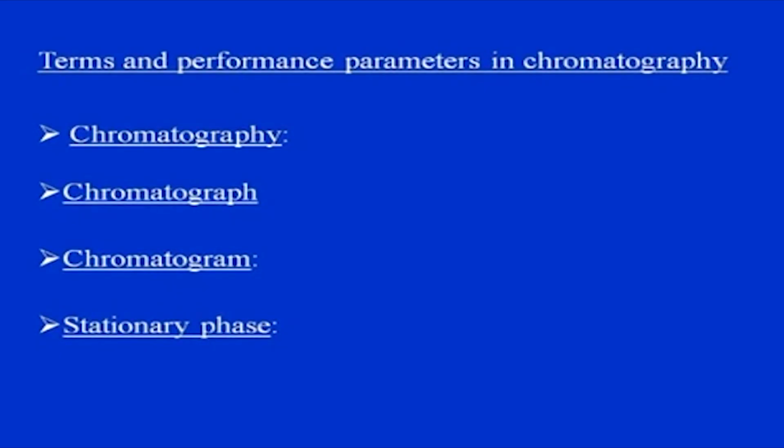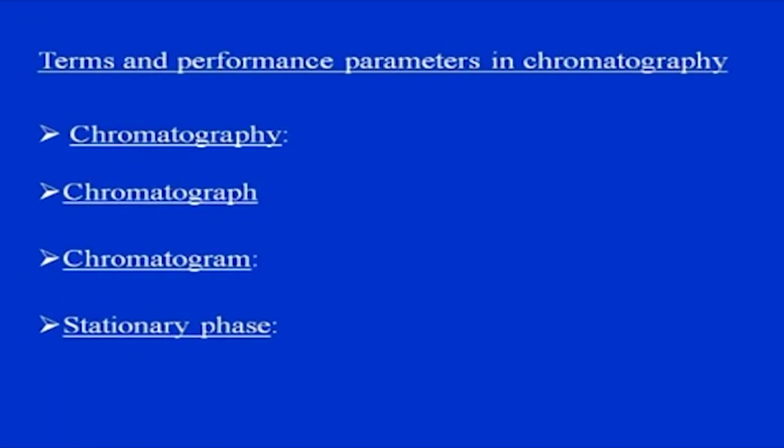Then the second term is chromatograph. Now, chromatograph is an equipment that enables the separation in chromatography. So, chromatography is the technique, whereas chromatograph is the equipment or the instrument that enables the separation, or enables us to do the chromatography.